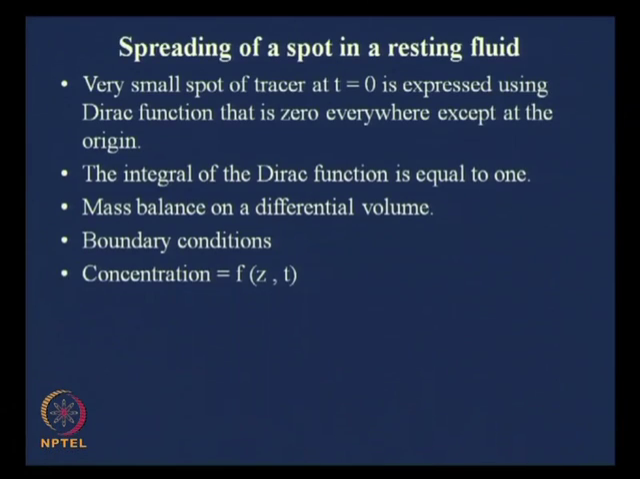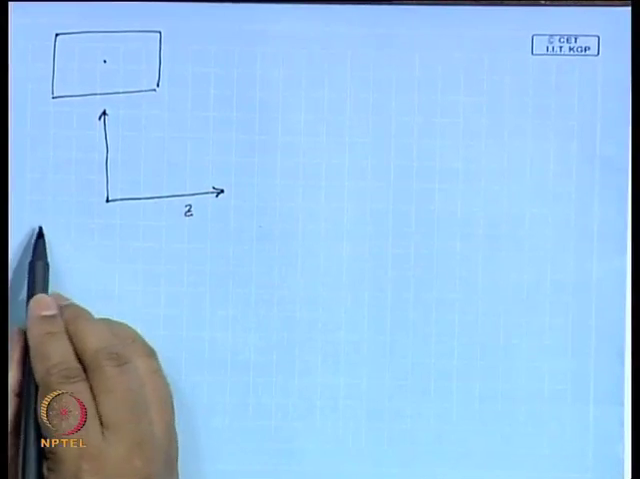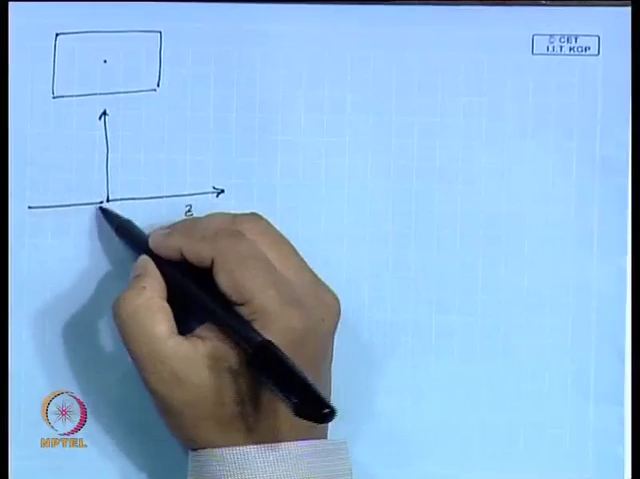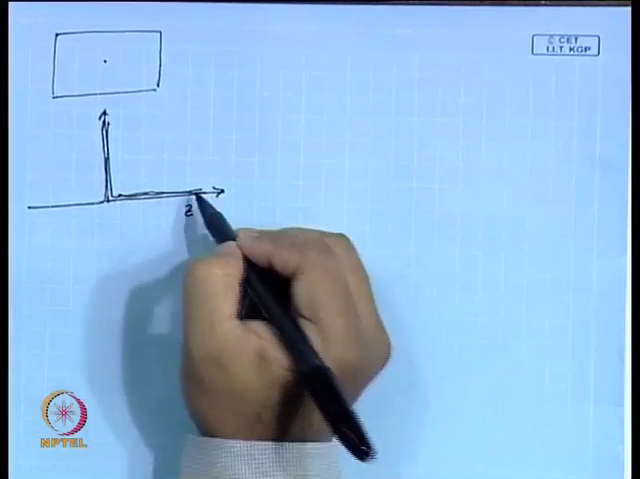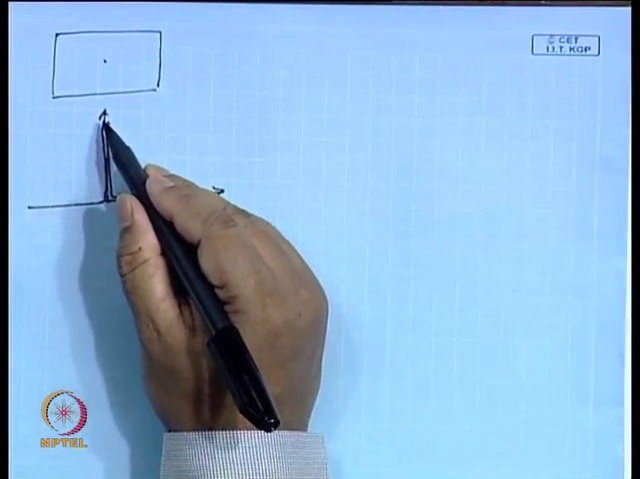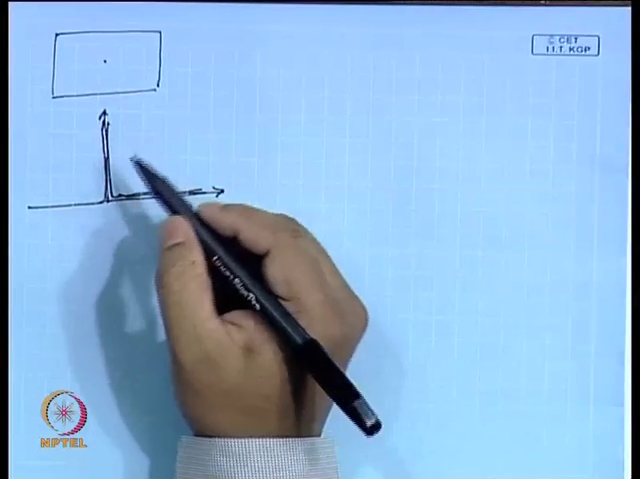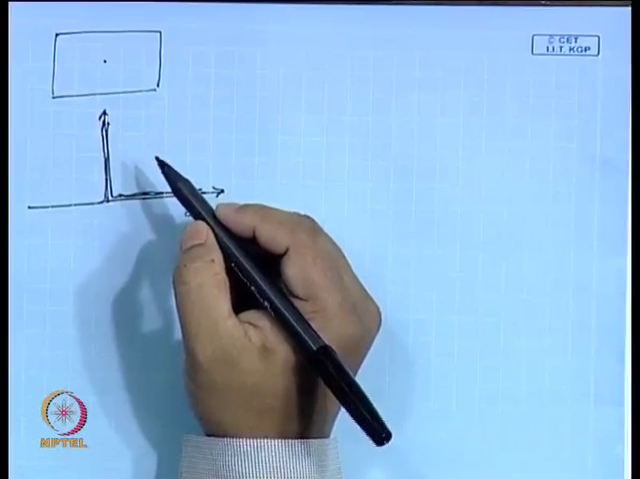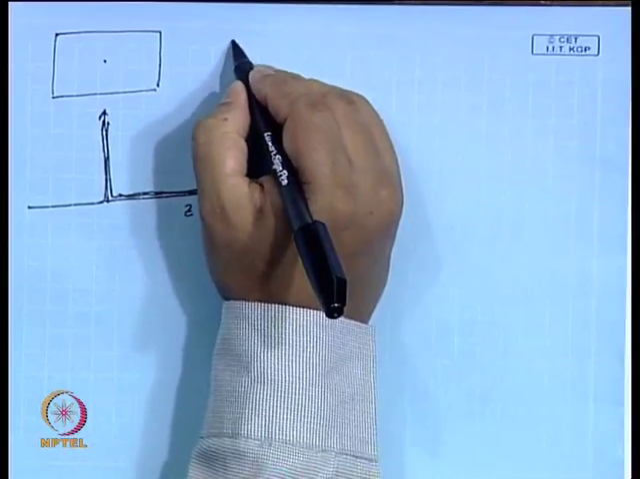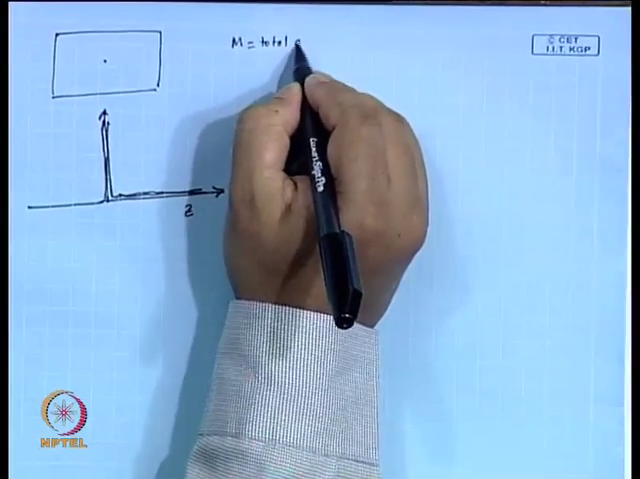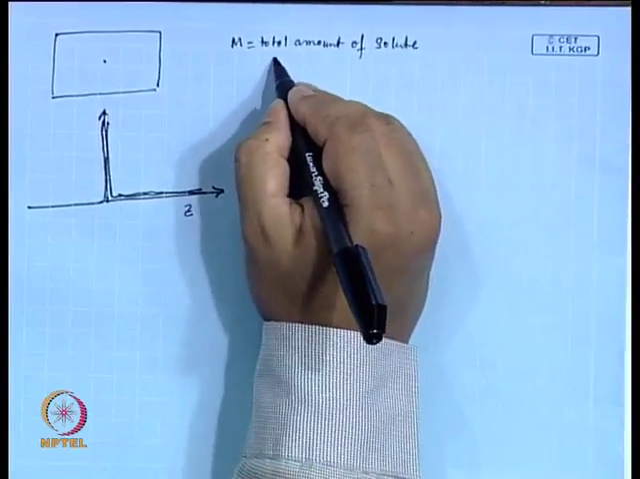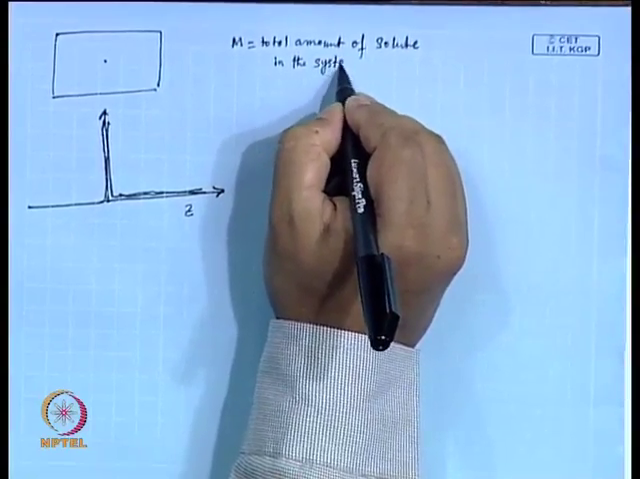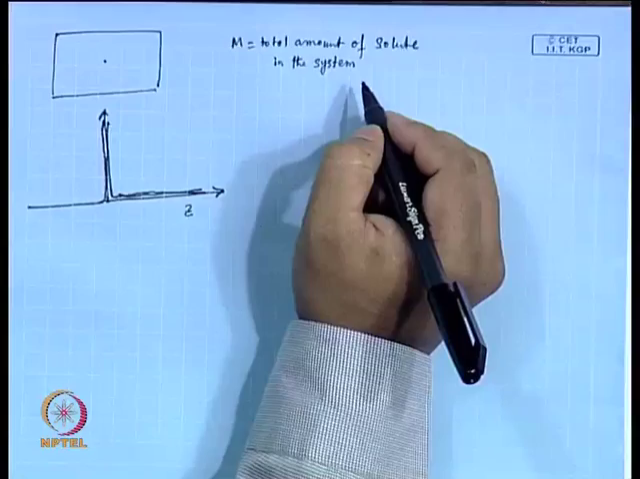The Dirac function is 0 everywhere except at the origin. So, origin is this point. To start with, you have a profile which looks like this. So, it is 0 everywhere except at the origin. Now, the other thing that has to be satisfied here is that, suppose you put M equal to the total amount of solute in the system.